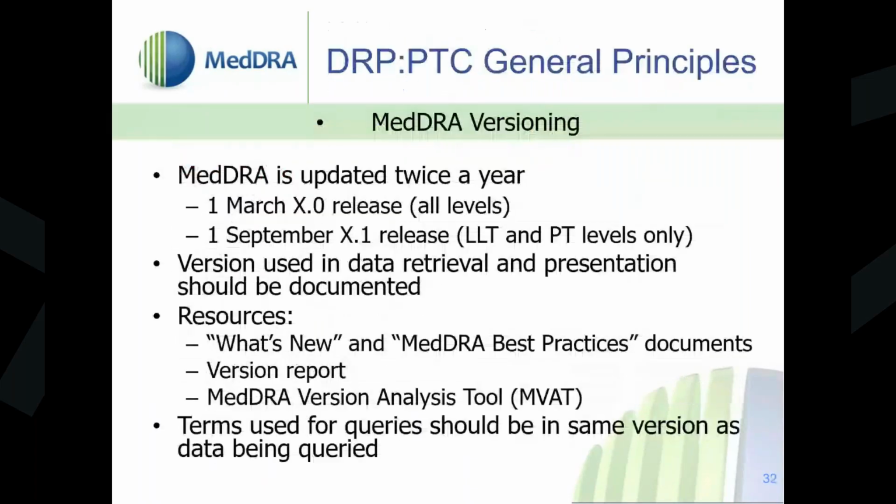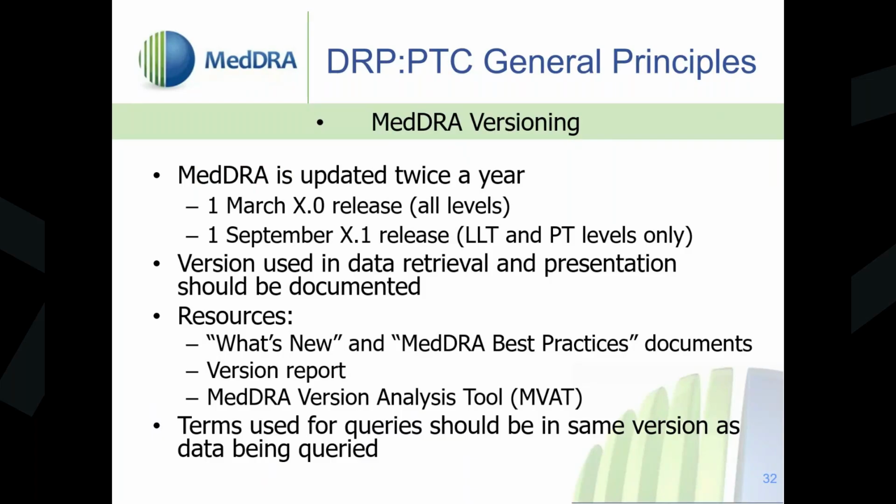Okay, another general principle is about MedDRA versioning. MedDRA is updated twice per year. The version that ends with X.0 comes out every March. It contains both simple and complex changes, which means that any level in MedDRA could potentially be affected. Version X.1 comes out every September, and it contains only simple changes, and that's at the LLT and PT levels.